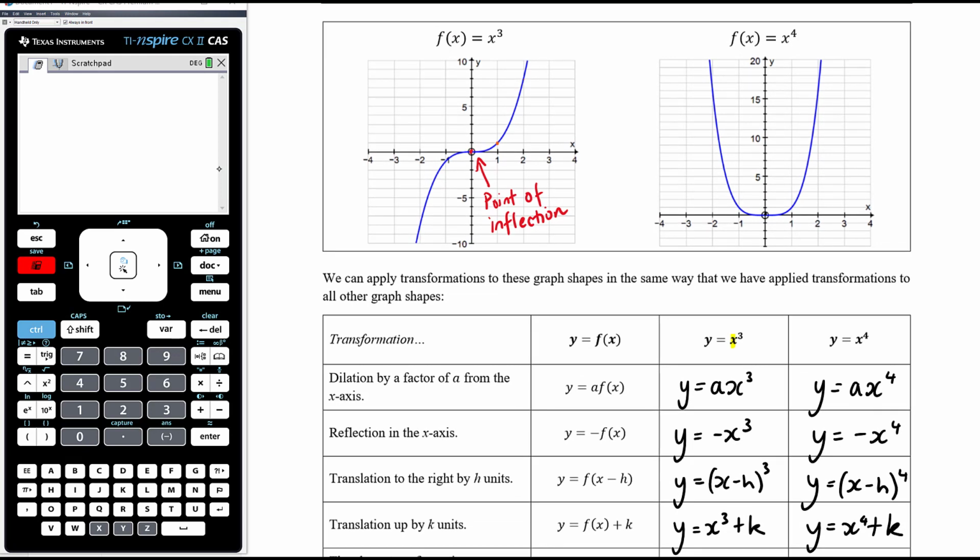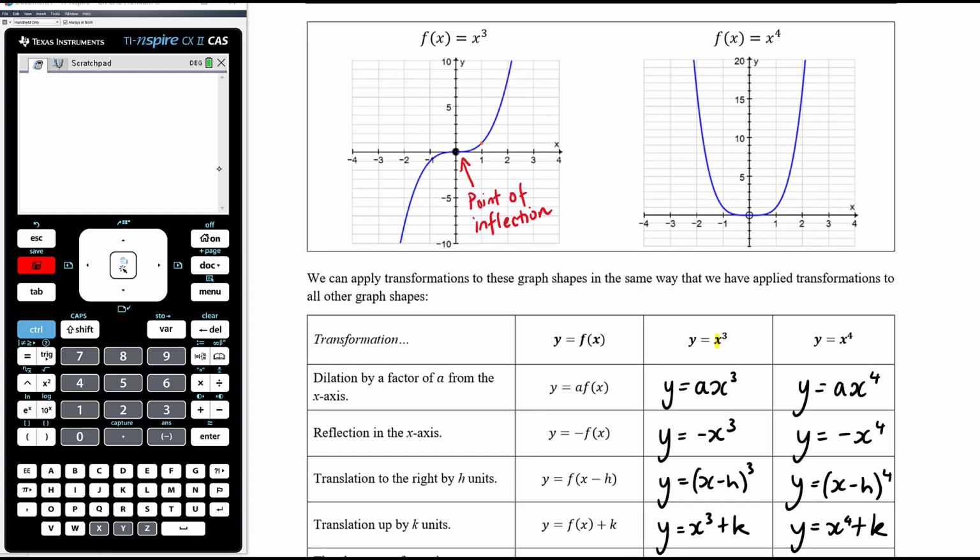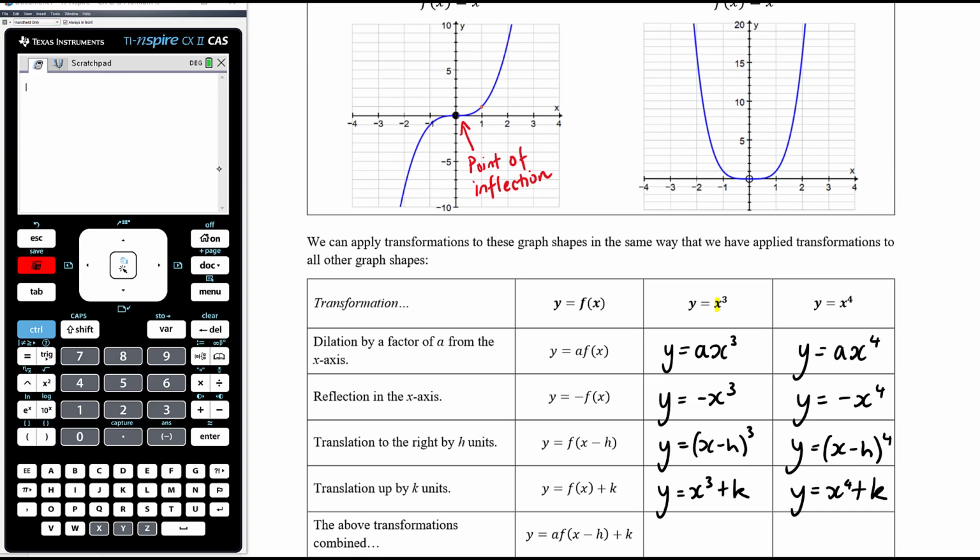So much like the parabola, the turning point or the point of inflection is a key feature of the graph. If we move this graph to the right by 3 and up by 9, for example, so the turning point is up there, that's going to have equation y equals a times x minus 3, to the right by 3, to the power of 4, and up by 9. So this is our turning point still. In the case of the cubic, it's not technically a turning point, it's a point of inflection, but all the same, those h and k values, those translations left, right, and up and down, are going to tell you where the point of inflection ends up.